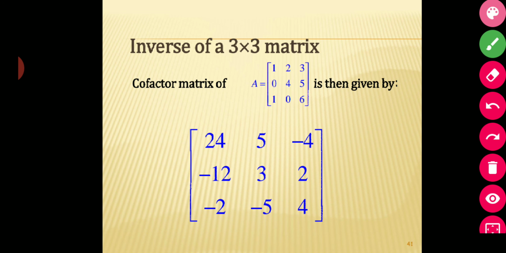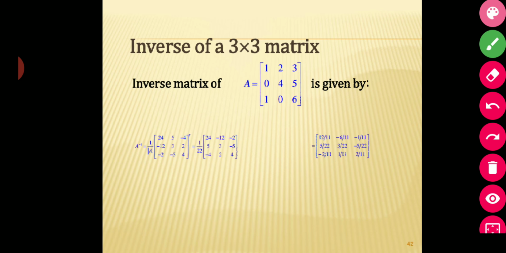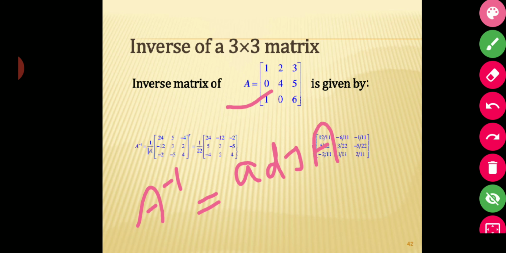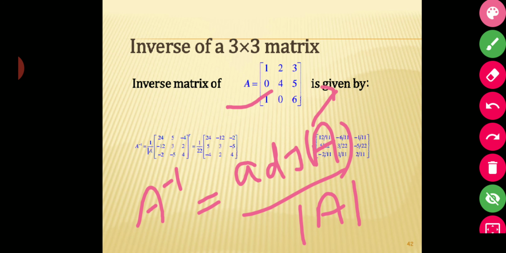Now after substituting the values of the cofactors in matrix form, you get the cofactor matrix like this. And the inverse of matrix A, A inverse, equals adjoint A upon determinant A. What is the adjoint? The adjoint is just the transpose of the matrix of cofactors.